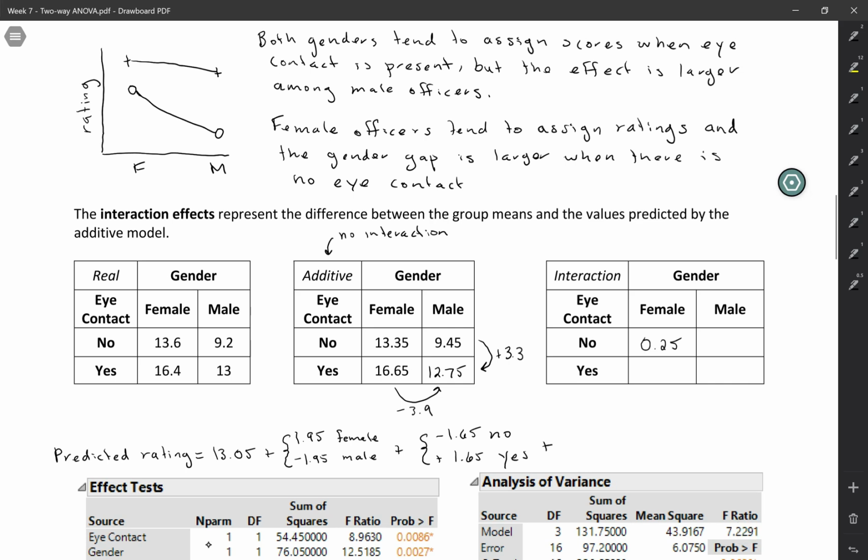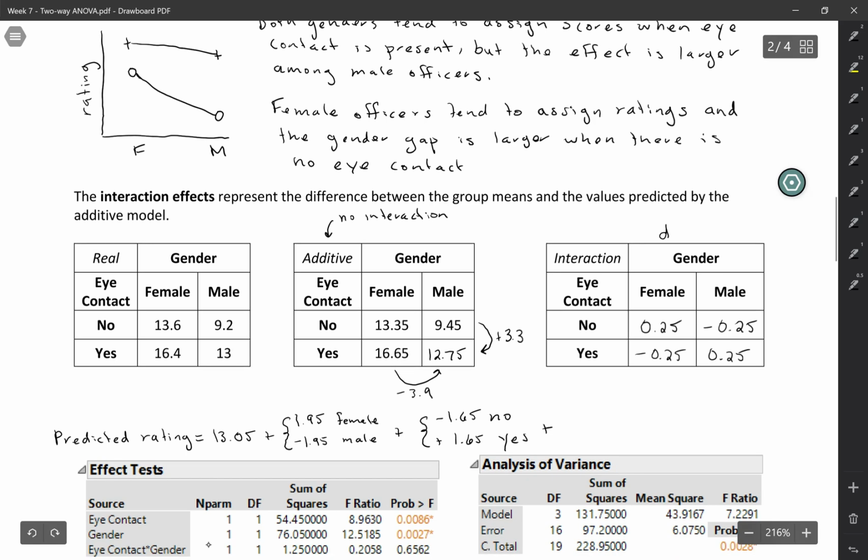Let's do the same thing for male and no eye contact. 9.2 minus 9.45 is negative 0.25. Maybe you're kind of recognizing a pattern already. 16.4 minus 16.65 is negative 0.25. And 13 minus 12.75 is 0.25. So it turned out once we had that very first cell, we could figure out what all of the rest of them were because they needed to sum up to 0. And so we say that this has degrees of freedom equal to 1 because once we had that first cell, we could determine everything else.